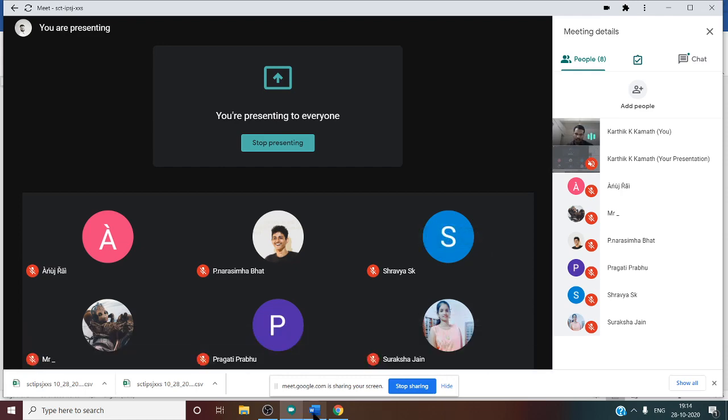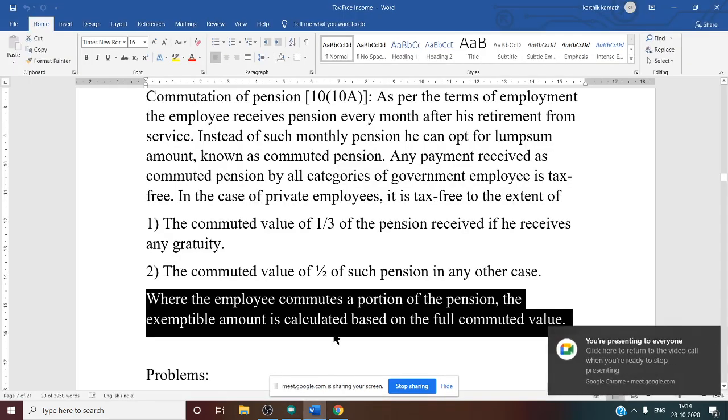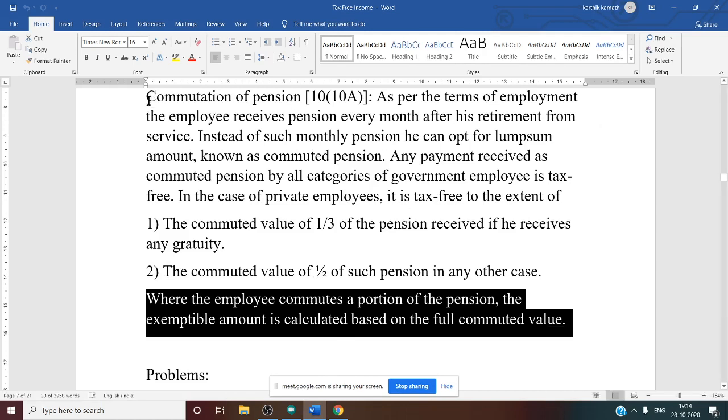So if you see commuted pension, we discussed pension. Pension means you are getting a certain sum of money after retirement. Commutation means you are opting for a lump sum payment. There are two types: when the employee receives gratuity, and second, when the employee doesn't receive gratuity. Here they are concerned only with non-government employees. What about government employees? They are tax free.